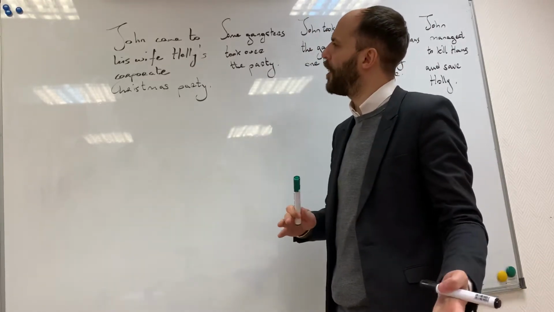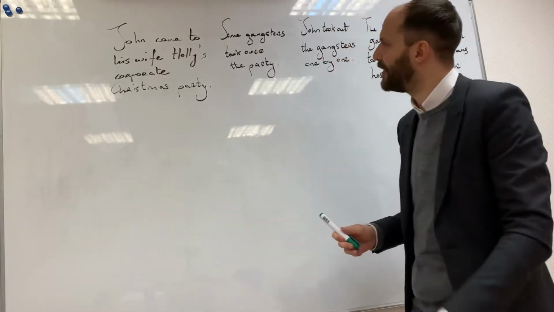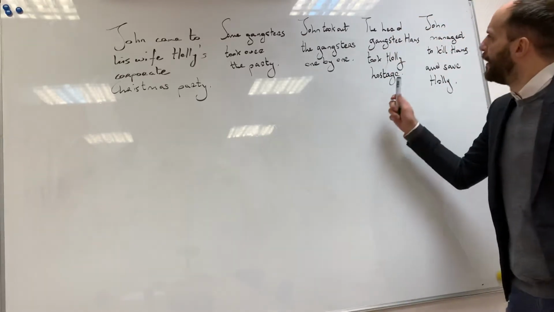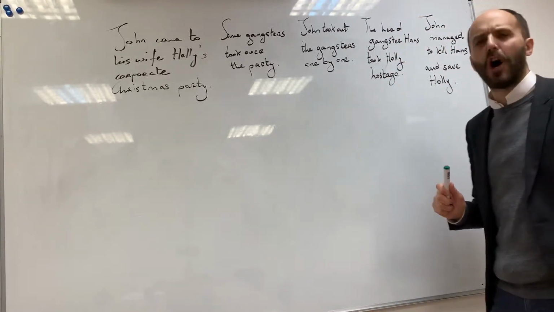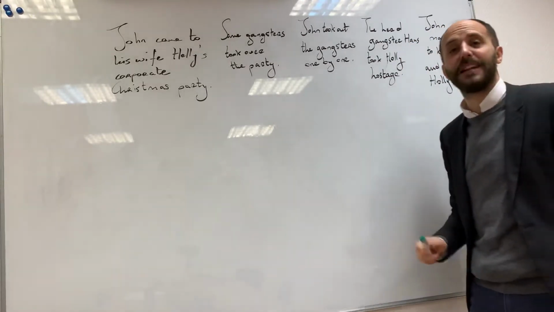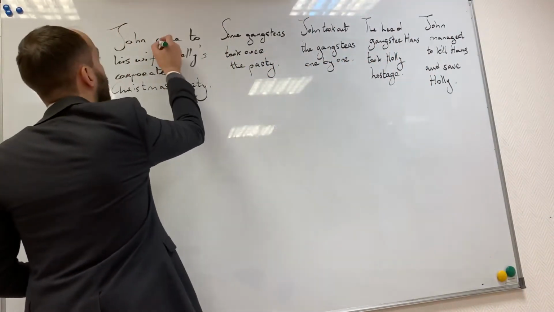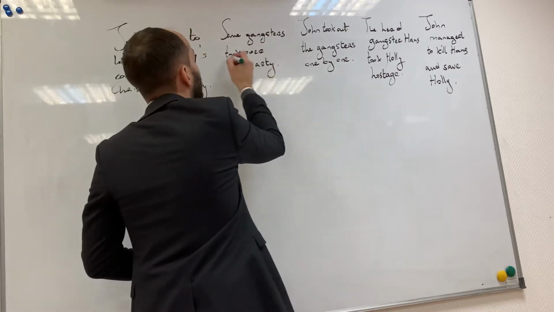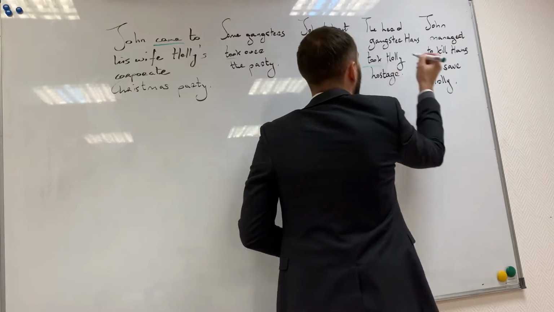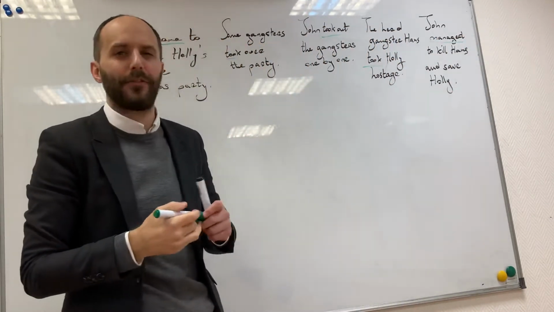John came to his wife Holly's corporate Christmas party. Some gangsters took over the party. Yes, they did. John took out the gangsters one by one. Now, the head gangster Hans took Holly hostage, his wife, but in the end, John managed to kill Hans and save Holly. So, of course, we notice, some gangsters took over, took out the gangsters, the head gangster took Holly. We've got a lot of take here. John managed to kill and save.